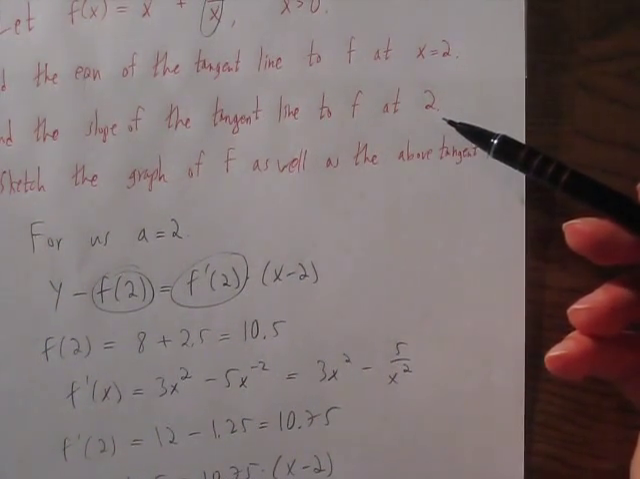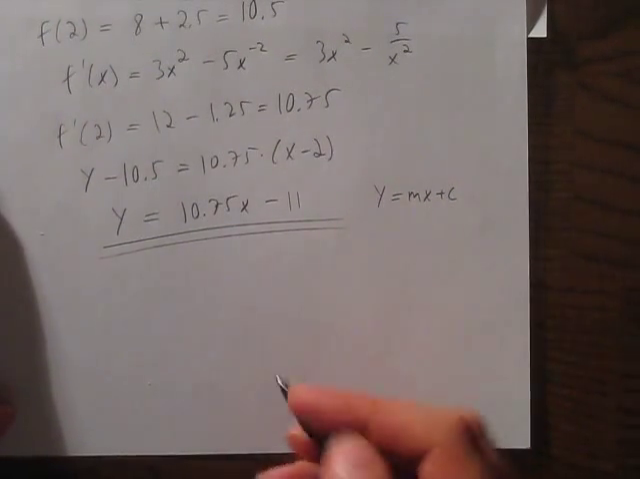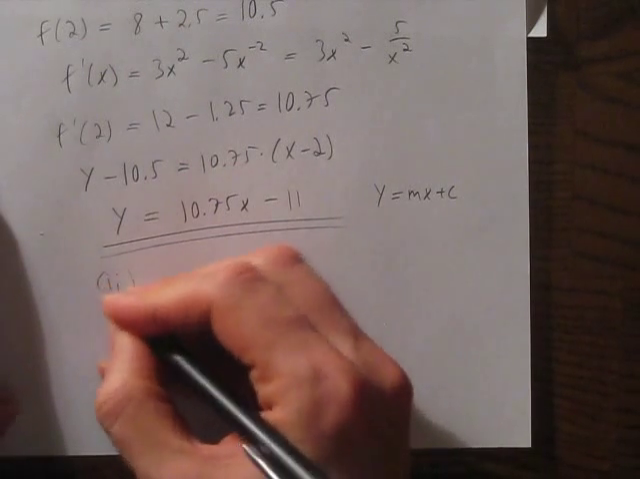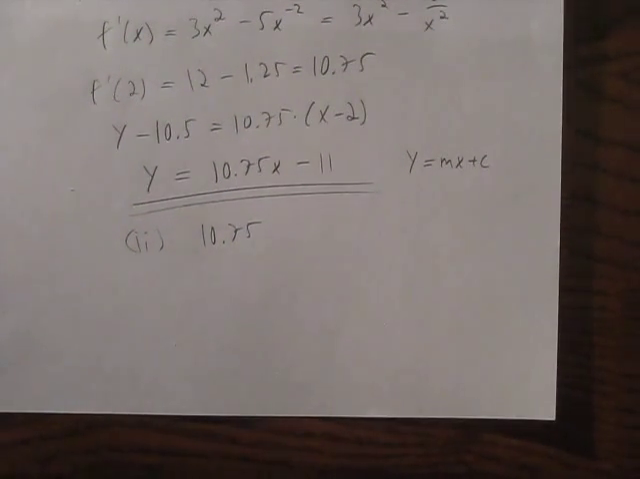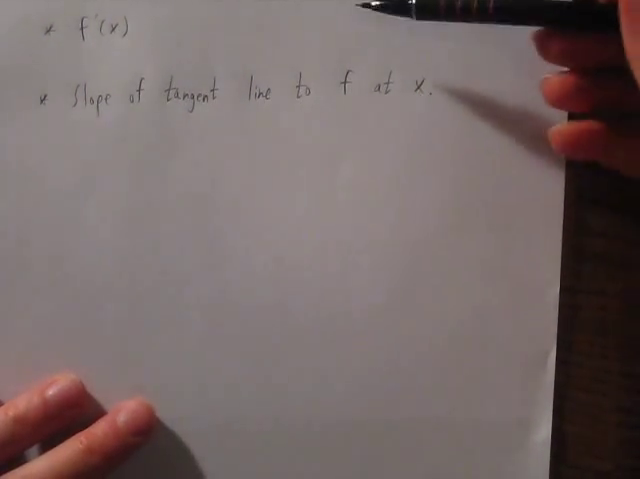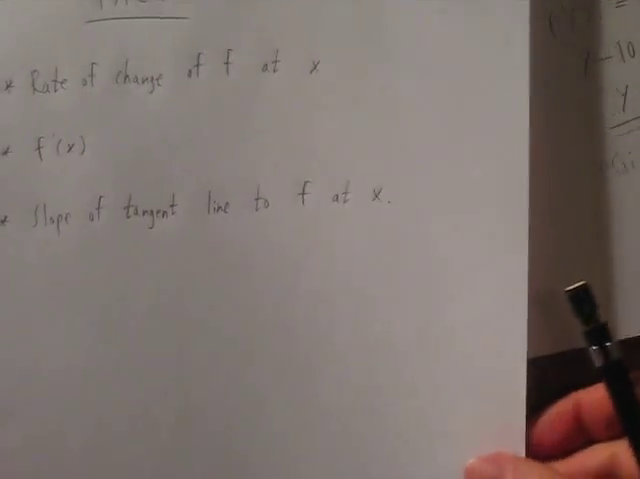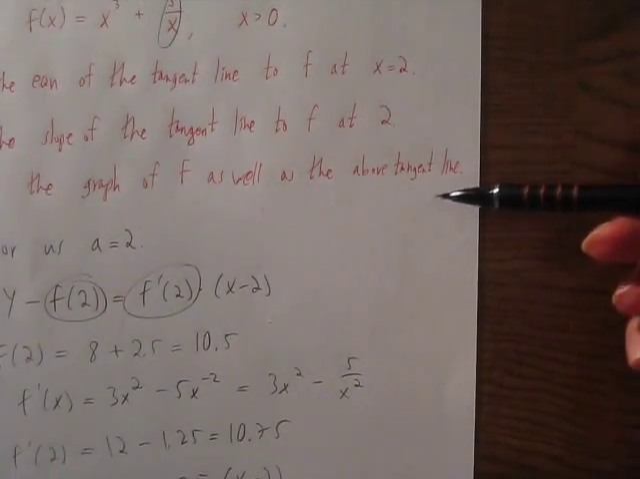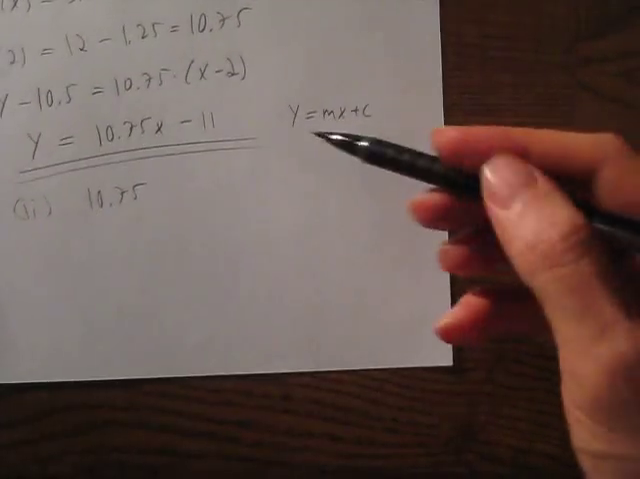Since it's the equation of a line, it's natural that the answer has this form. Part 2 is now trivial. What's the slope of the line? Well, you just look. What is m? m is 10.75. That's the slope of the tangent line. Which also reminds us of this fact here. Anyway, the third part of the question was about sketching the graph of f as well as the tangent line.